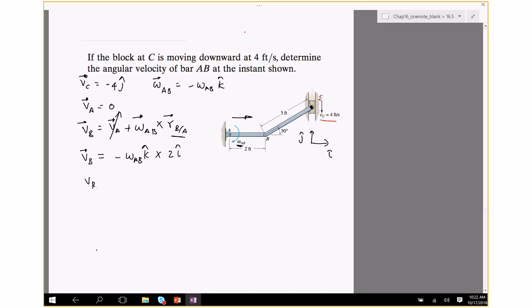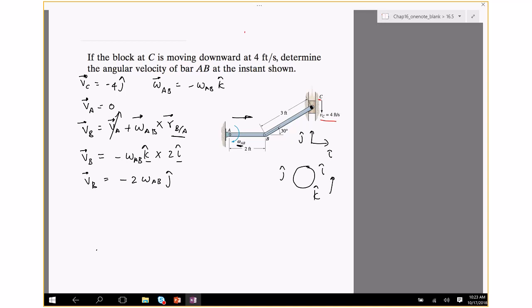So velocity of B is going to be, if you want to find the cross product, again I draw I, j, k in the counterclockwise sense, k cross I. If I want to go from k to I, that's going to be j, obviously, but with the positive sign because I go from k to I in the counterclockwise direction. So negative 2 omega AB j. Now the thing is, I need to find omega AB, but I do not know VB. So this by itself cannot be used to solve for omega AB.